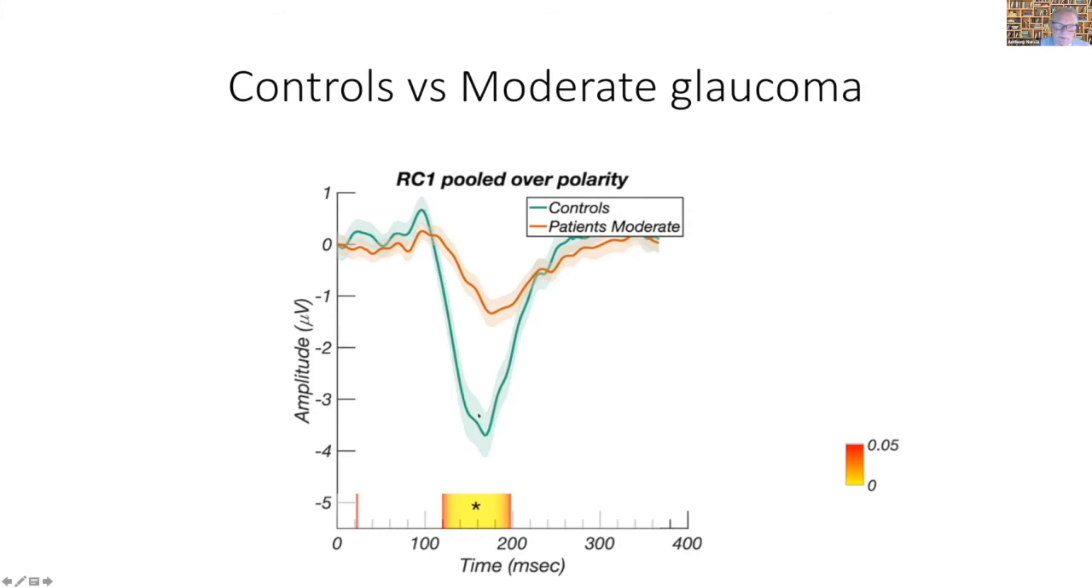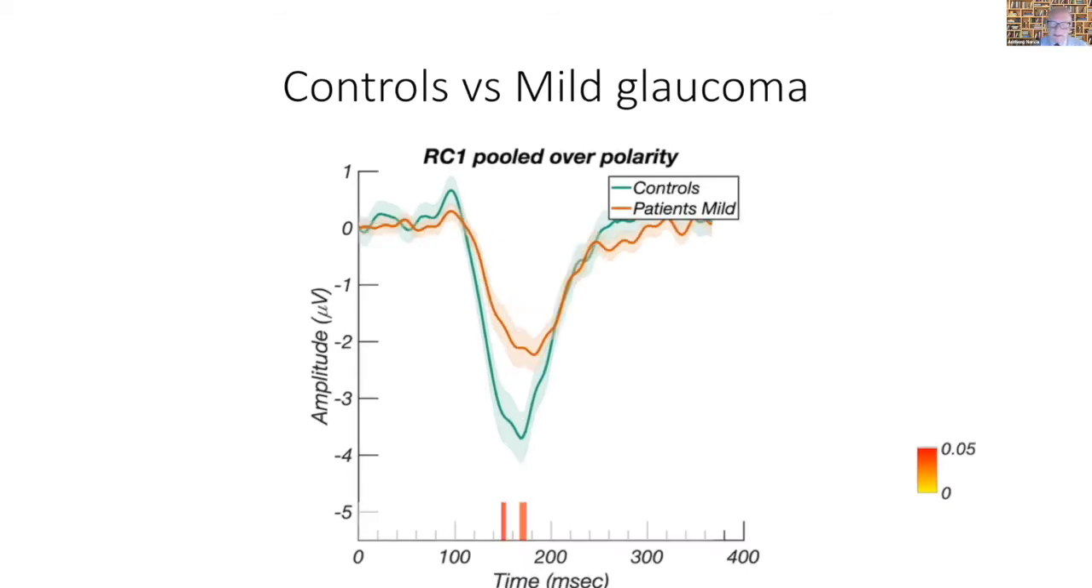And what we see here is the control deflection is about 3 times larger in amplitude than the deflection measured in the patients with moderate glaucoma. Now, it's been known for many, many years that the VEP is quite sensitive to glaucoma, so this is not at all surprising. And so what we have here is exactly the same measurement made in the other half of the eyes with glaucoma, the ones with milder glaucoma. And we can see there's also daylight here between the patients and the controls, but not quite as much.